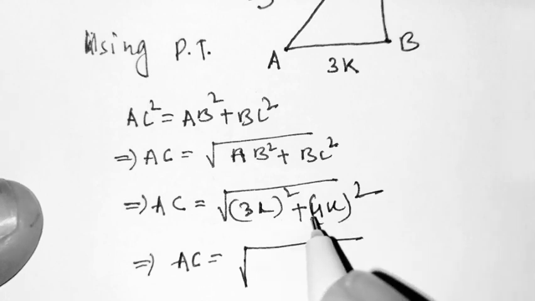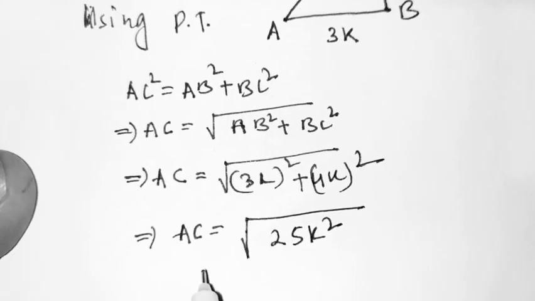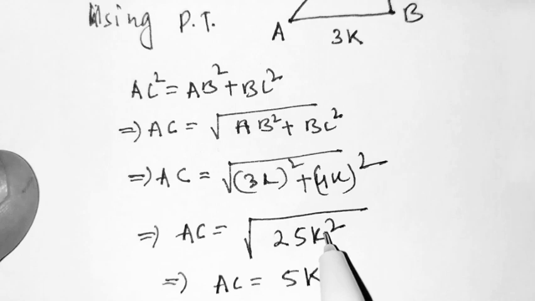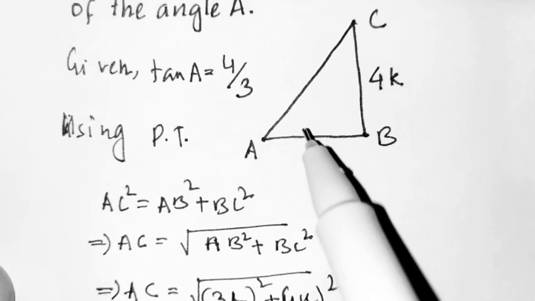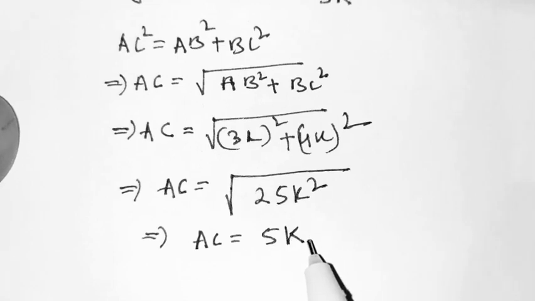So 9k square plus 16k square will make it 25k square, and if I take the root over, it will become 5k. From k square, 1k will come out, and from 25, it is a 5 square, so 5 will come out. Whenever you take a root over, it should be plus or minus, but here since AC is a side, I have to take only the positive one, that is plus 5k.